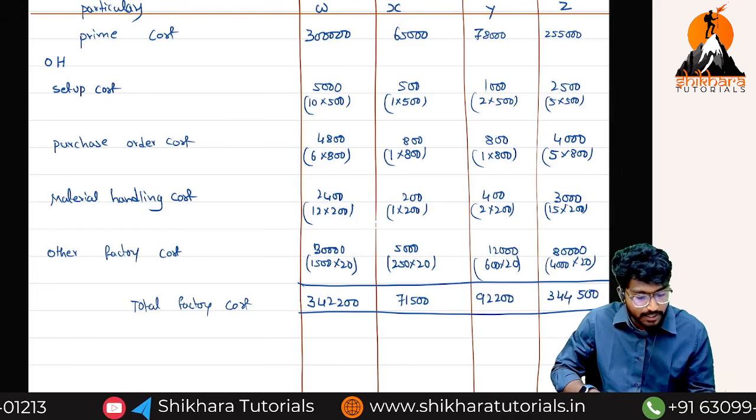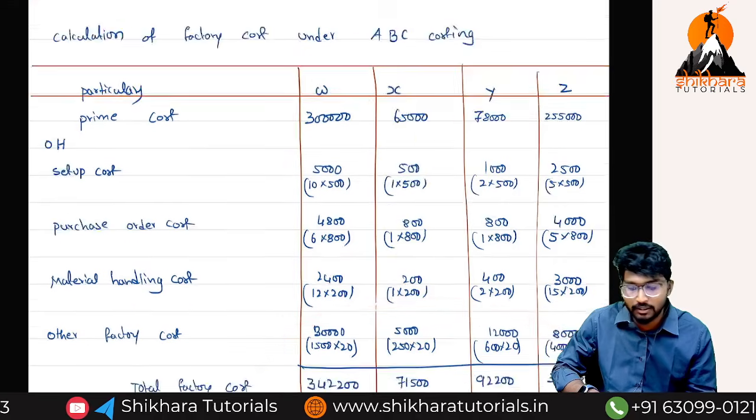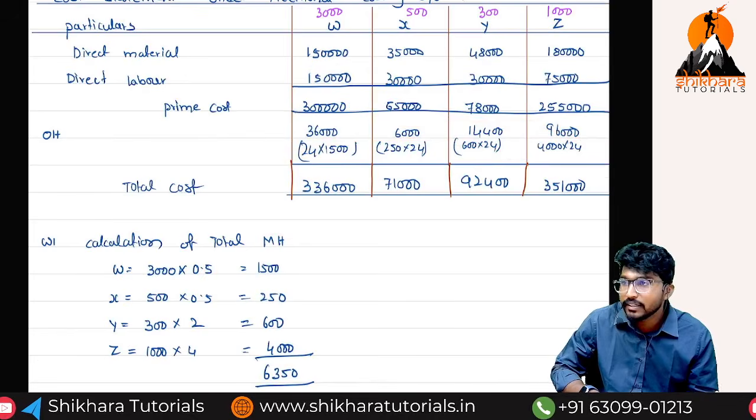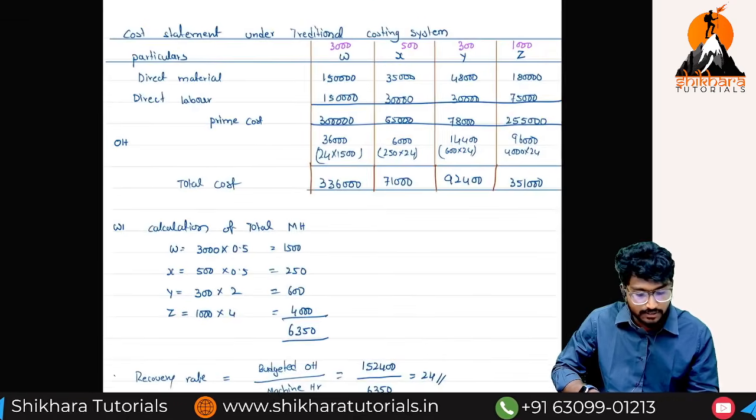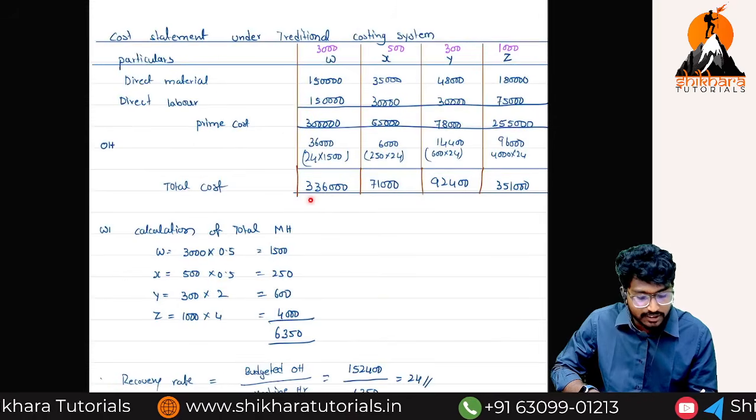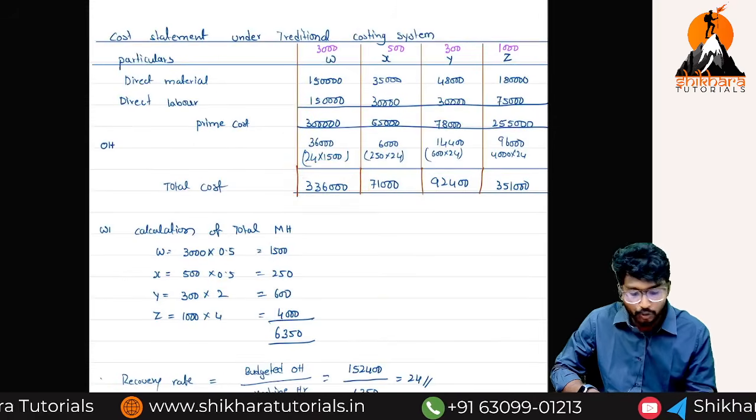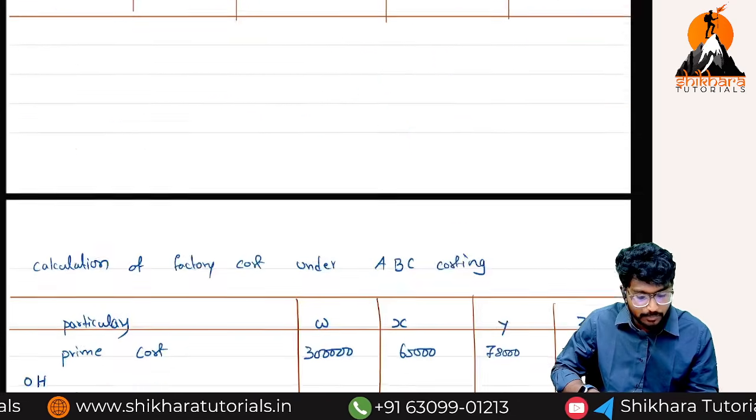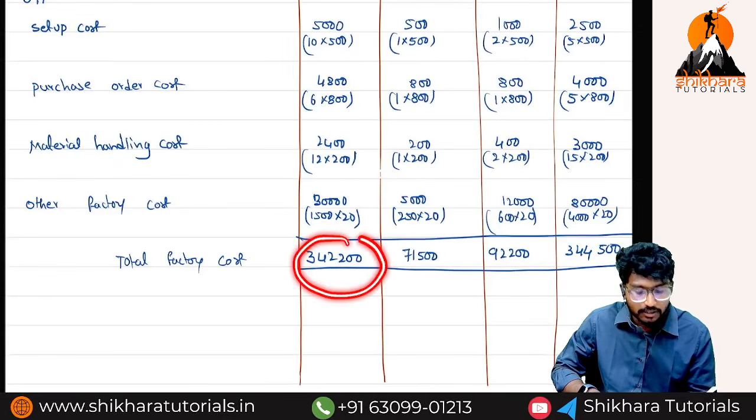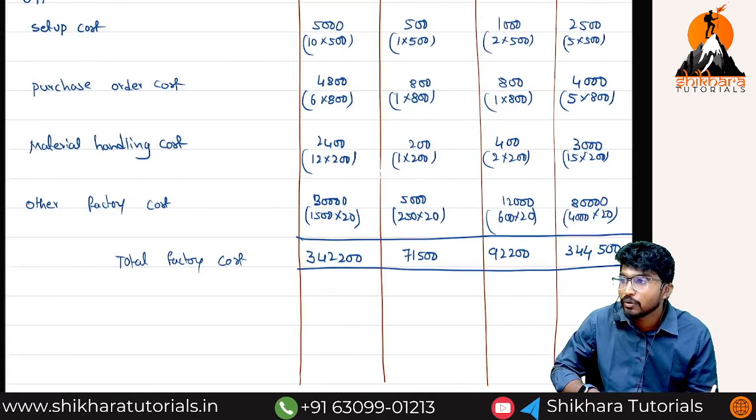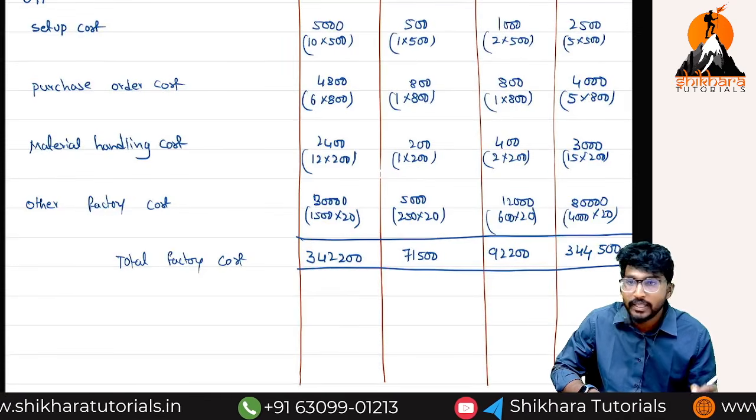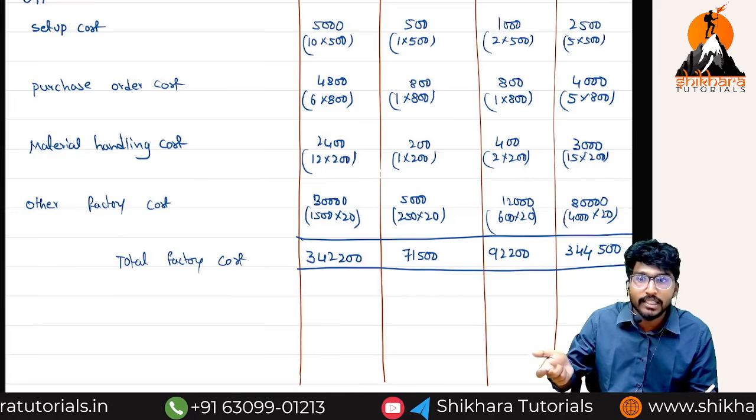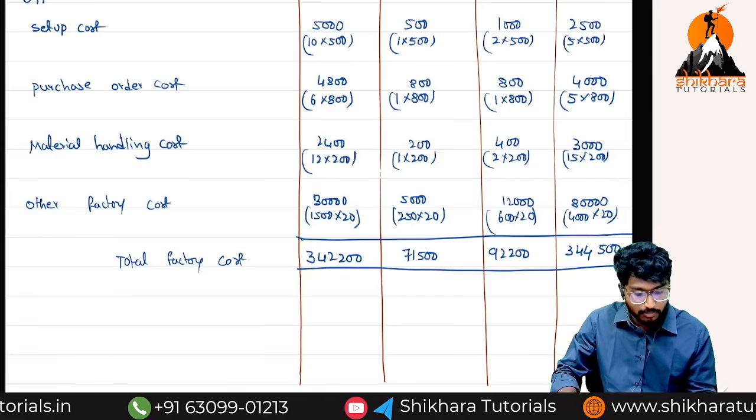If you compare the results of activity based costing with traditional costing, you can see the differences. Under the traditional costing system, the total cost for W is only 3,36,000. But as per the activity based costing system, it is 3,42,200, which is accurate. ABC only, na. That means you decreased the cost of W by how much? 6,200.